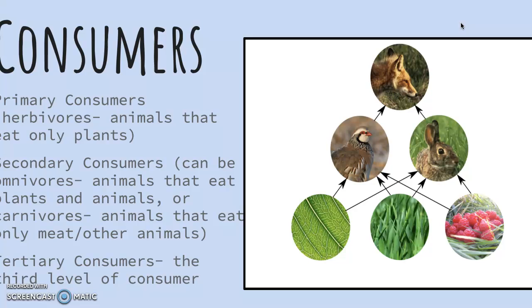So for instance, if another animal were to eat the fox and make the fox its prey, then they would be the tertiary consumer in this photo. So if we follow the arrows up, it looks like the rabbit would eat those berries, and then the fox would eat the rabbit. So the flow of energy goes from the berries to the rabbit, then to the fox.